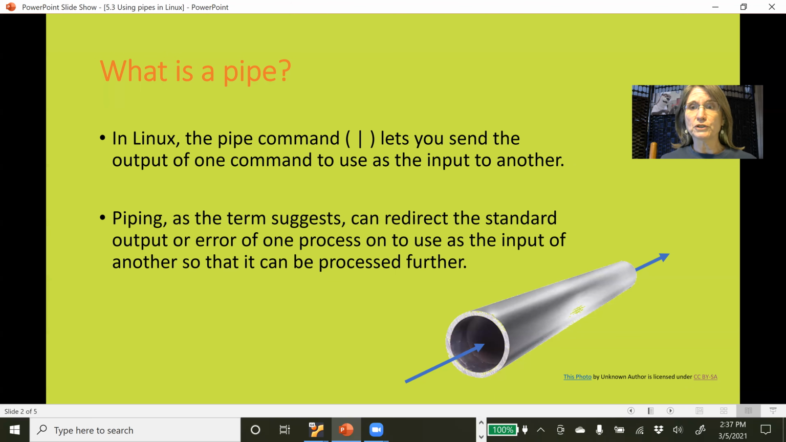So as the name suggests, it is like a physical pipe that redirects either your standard output or your standard error that is created by one process, and then uses all of that created information as the input to a subsequent command or process.